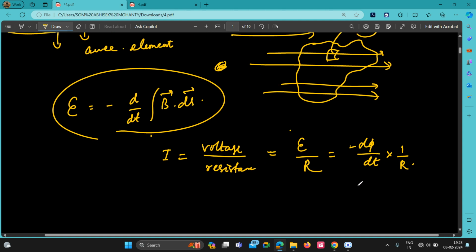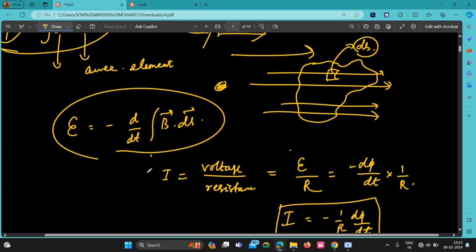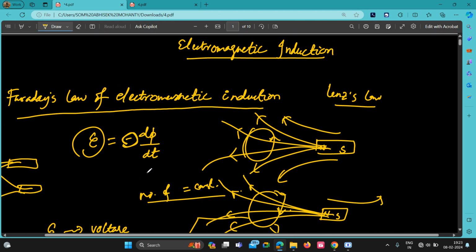Okay. So this is your formula for current. I is equal to minus 1 by R d phi by dt. Is that all right? This is Faraday's law of electromagnetic induction. Now, what is your Lenz law? Lenz law tells me the direction.